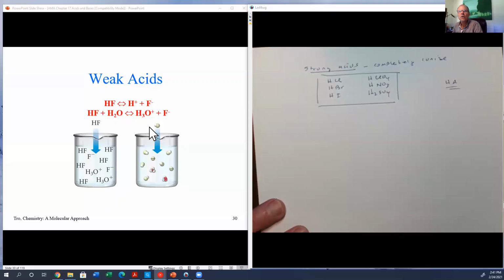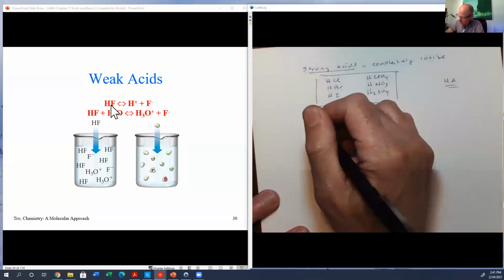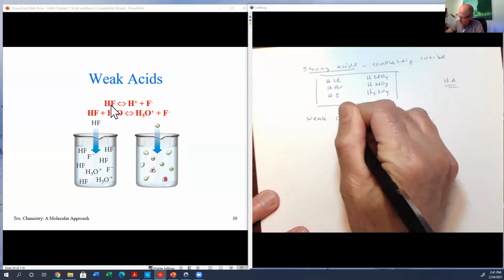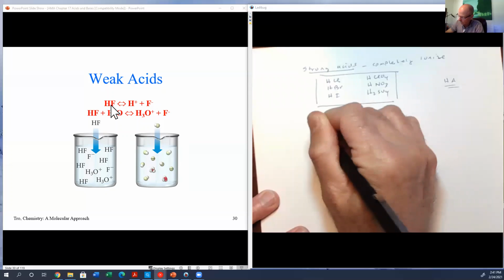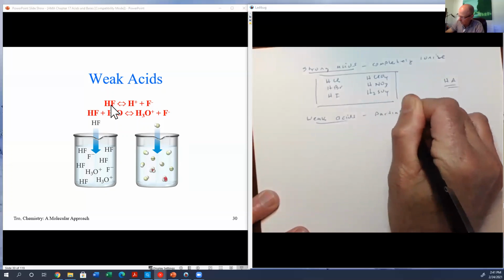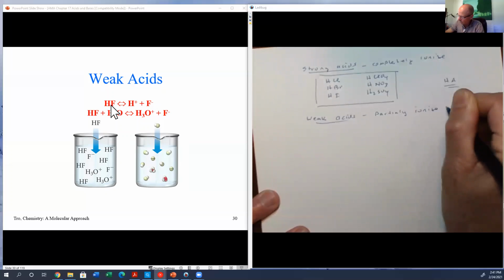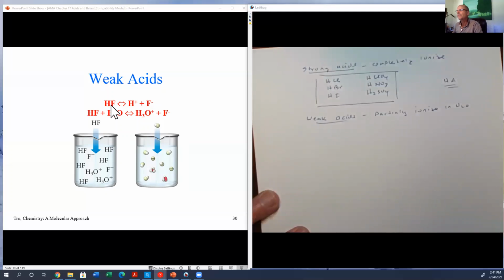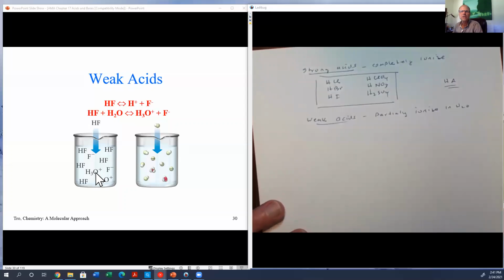Weak acids only partially ionize when you put them in water. So hydrofluoric acid, for example, is a weak acid. What I mean by that is that if you look at a solution of HF, you'll find a lot of HF molecules, and only some of them will have ionized to form F- and H3O+. Usually less than 10% of them.